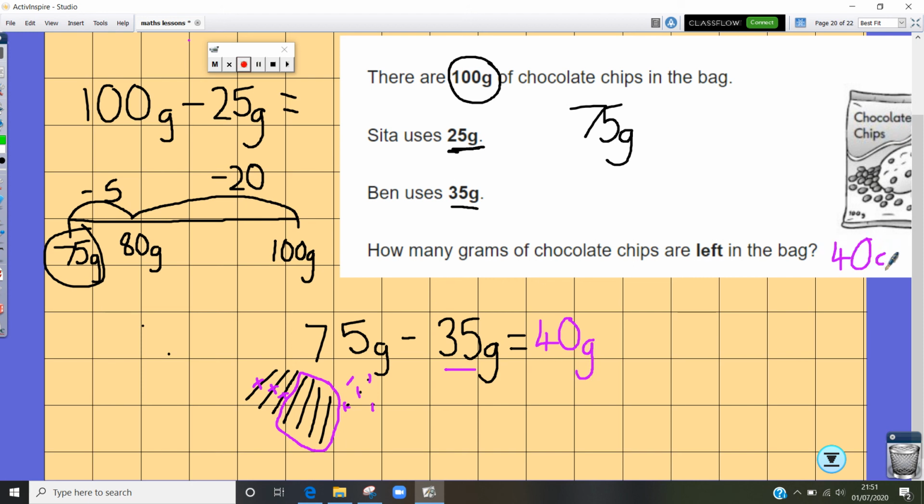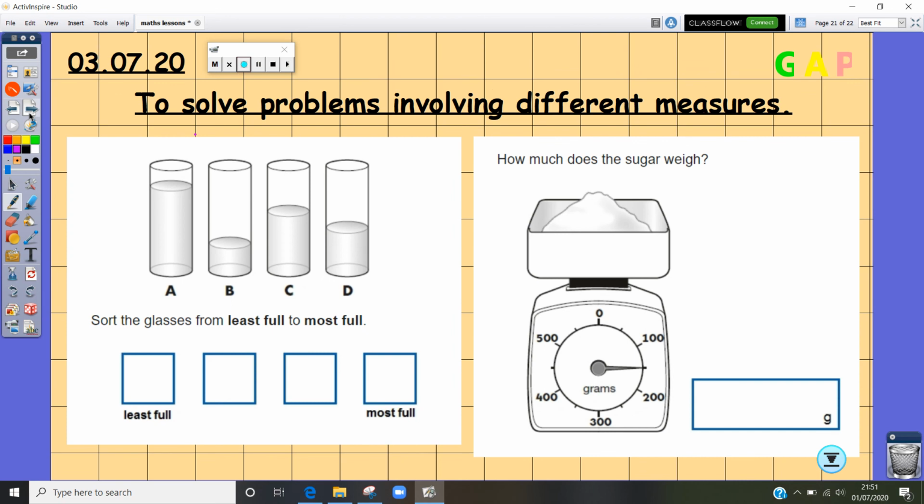So well done if you've managed to work through and answer those questions with me. So remember, use loads of different methods. You can count back, you can use a number line, you can use your jottings. You have so many different strategies to help you with today's lesson. Okay, let's have a look at another one. You might have seen these ones before.